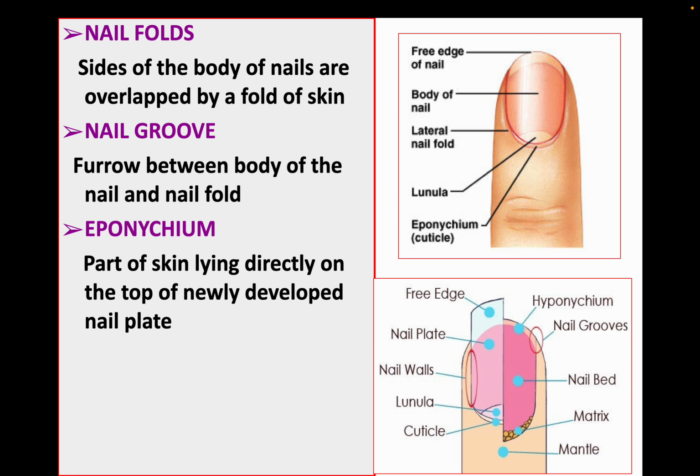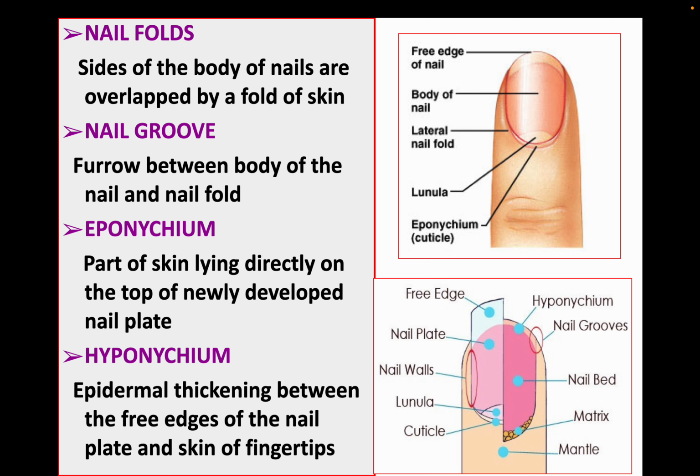Eponychium is the part of skin lying directly on top of the newly developed nail plate. So this is the eponychium or cuticle. Hyponychium is the epidermal thickening between the free edge of the nail plate and the skin of the fingertip. So this portion is the hyponychium.